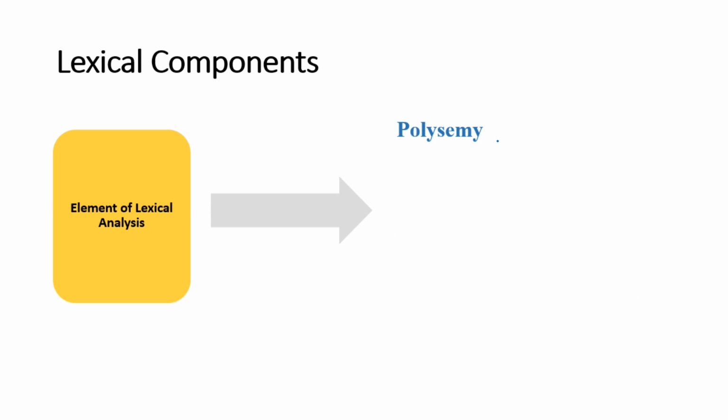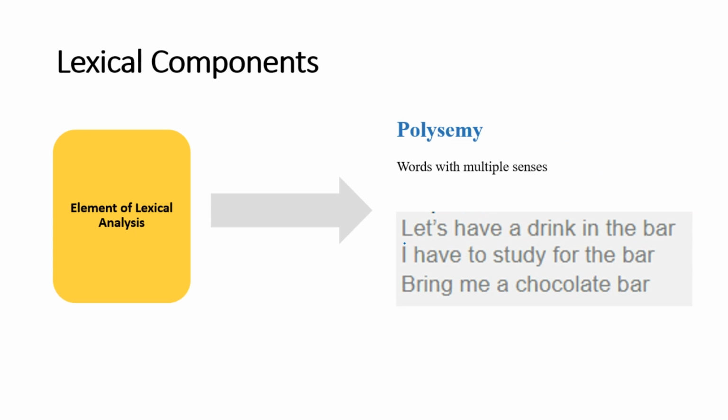Next is polysemy. Polysemy means words that have multiple senses. Like there is a word: "Let's have a drink in the bar." This sentence is talking about having a drink in the bar. Another sentence: "I have to study in the bar." This is talking about a person who wants to study for the bar, meaning for some advocate or judge exam.